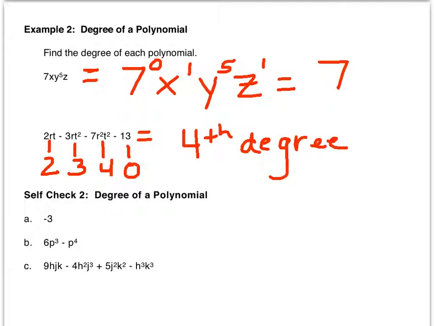In the self-check, look at examples A, B, and C and determine the degree of each polynomial.